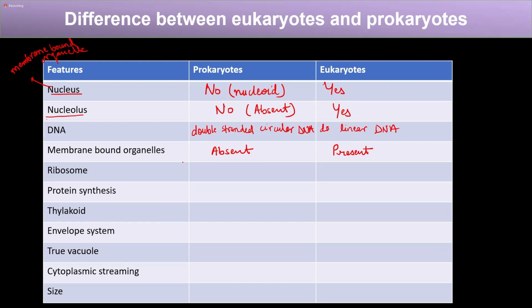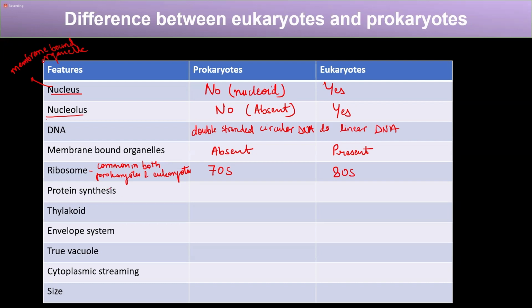Now, if we talk about the ribosome, this structure is common in both prokaryotes and eukaryotes. But what is the difference in the ribosome that is present in prokaryotes and eukaryotes? In prokaryotes, the ribosome is 17S. But in eukaryotes, it is 18S. So this is the difference between the ribosomes present in prokaryotes and eukaryotes.